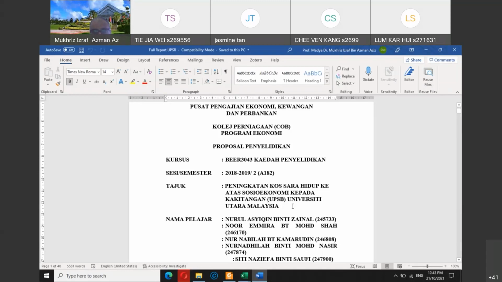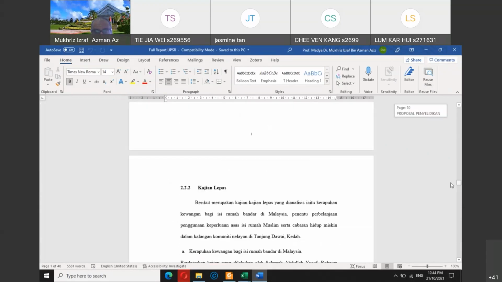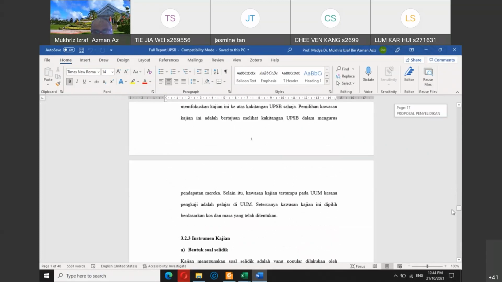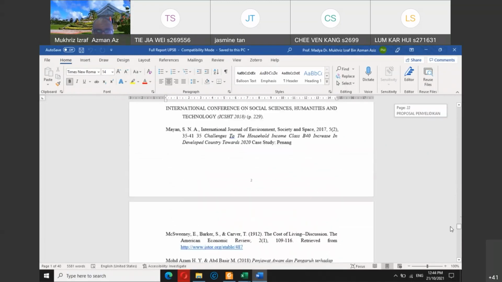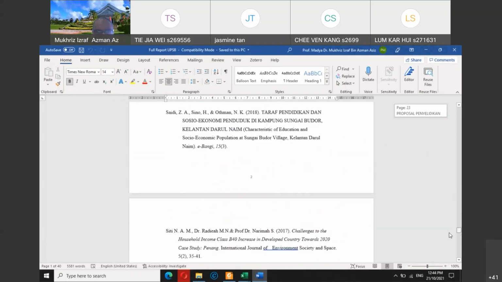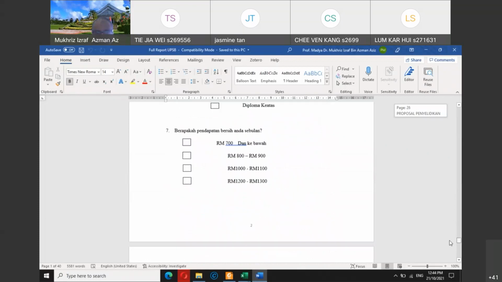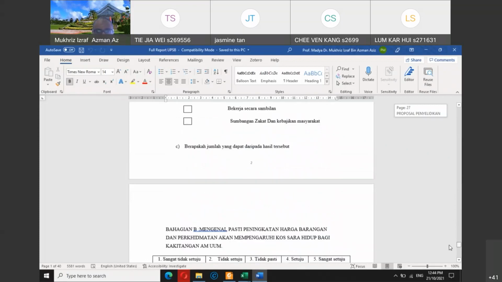Their respondents were supposed to be the UPSB support staff who do the cleaning around the campus. They want to know how these staff are able to survive or cope, or do their monthly budgeting, from the small income that they get against the higher cost of living.